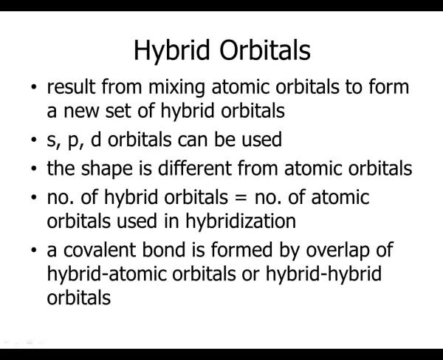Hybrid orbitals result from the mixing of atomic orbitals to form a new set of hybrid orbitals. S, p, and d orbitals can be used. The shape is different from atomic orbitals. The number of hybrid orbitals equals the number of atomic orbitals used in hybridization, and a covalent bond is formed by the overlap of a hybrid atomic orbital or a hybrid orbital.